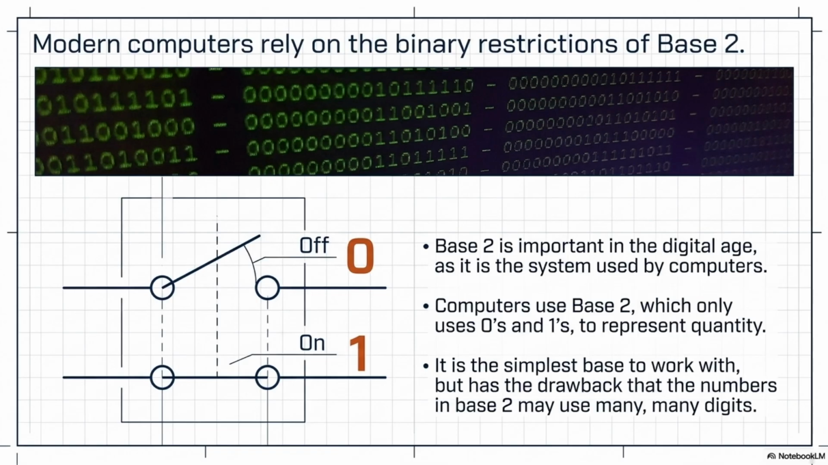Exactly. Computers use base 2 because it is the ultimate physical restriction. An electrical wire really only has 2 reliable states. It either has voltage or it doesn't. The switch is either on or it is off. Yep. So the math perfectly matches the physical circuitry. Off is 0. On is 1. That is your entire alphabet.